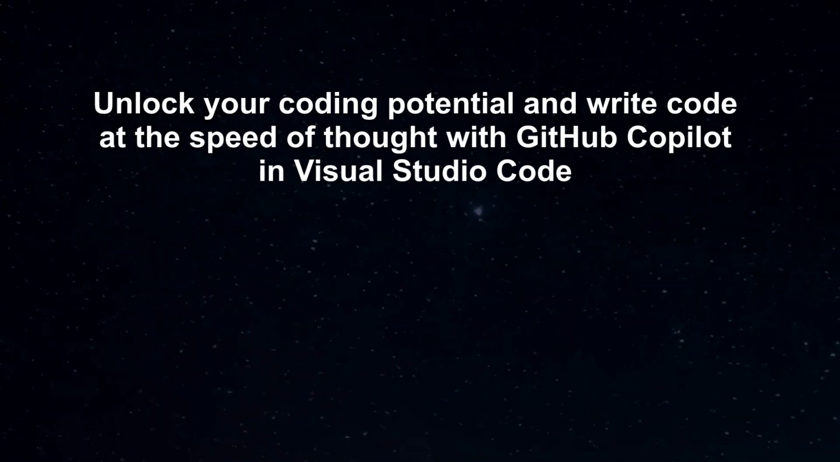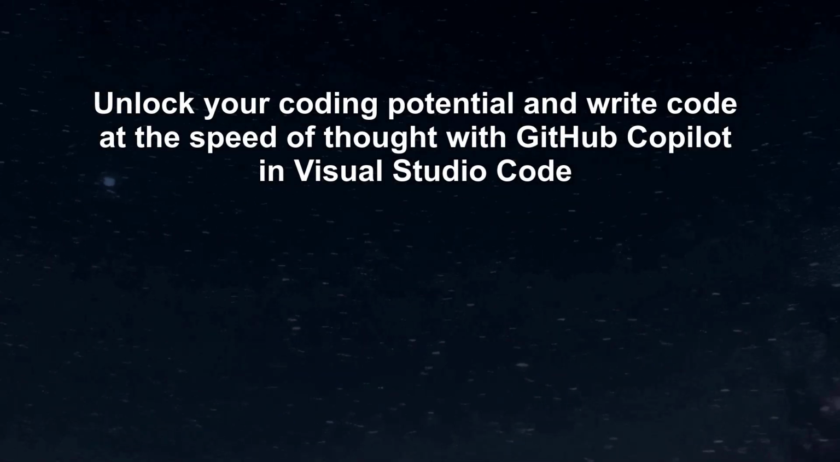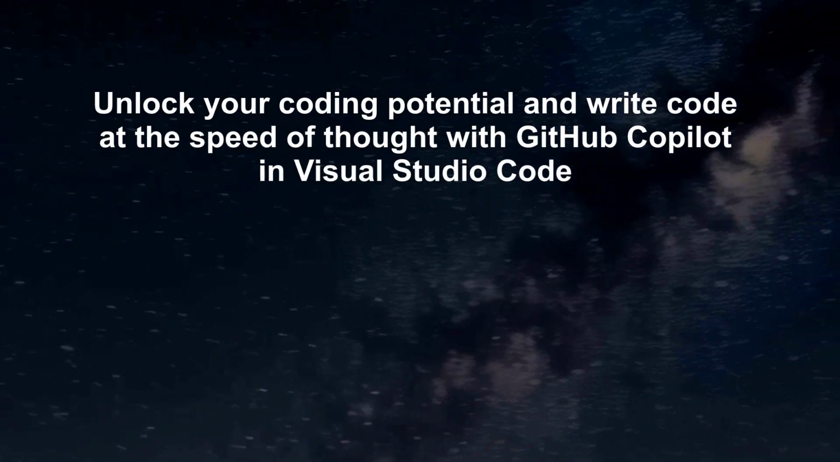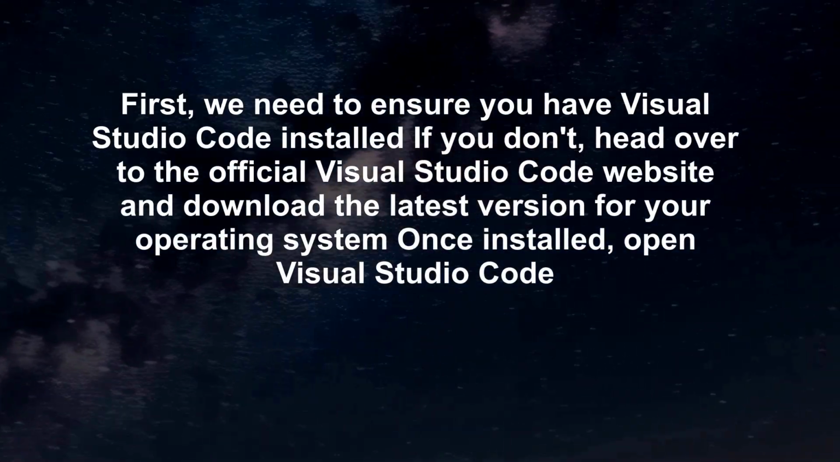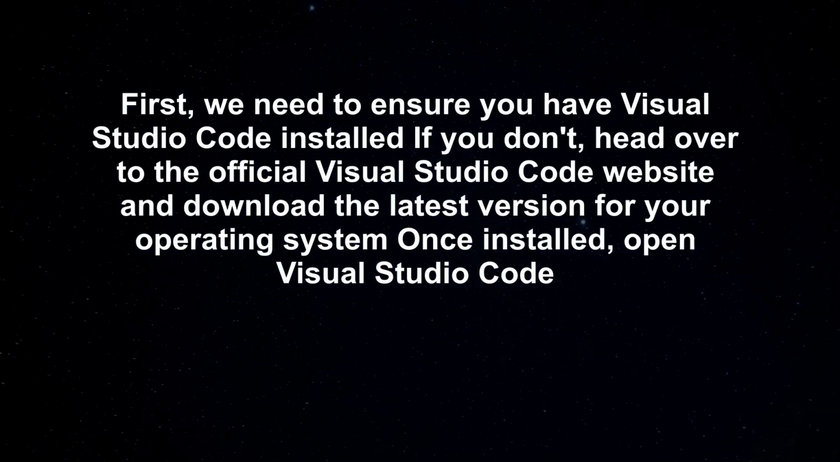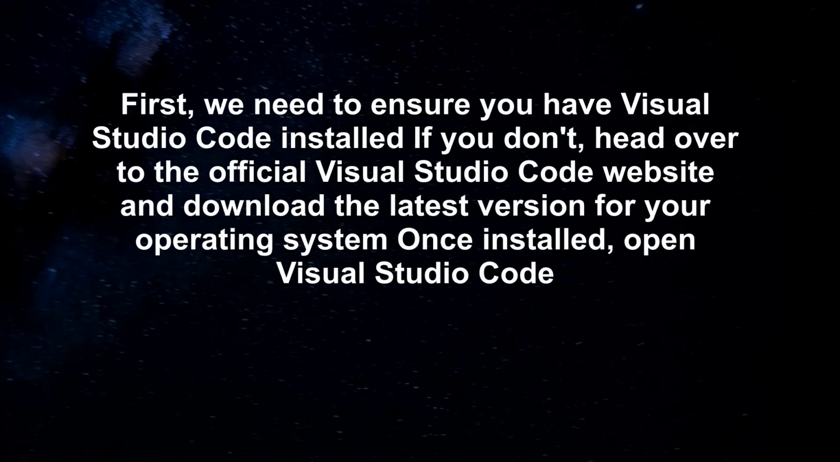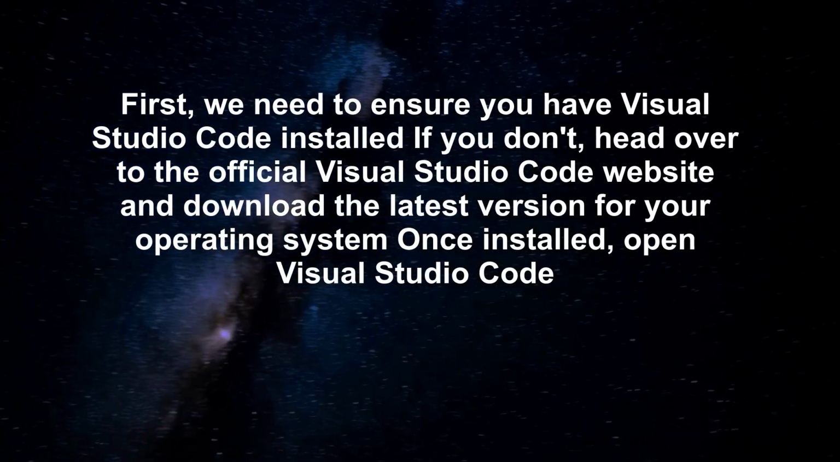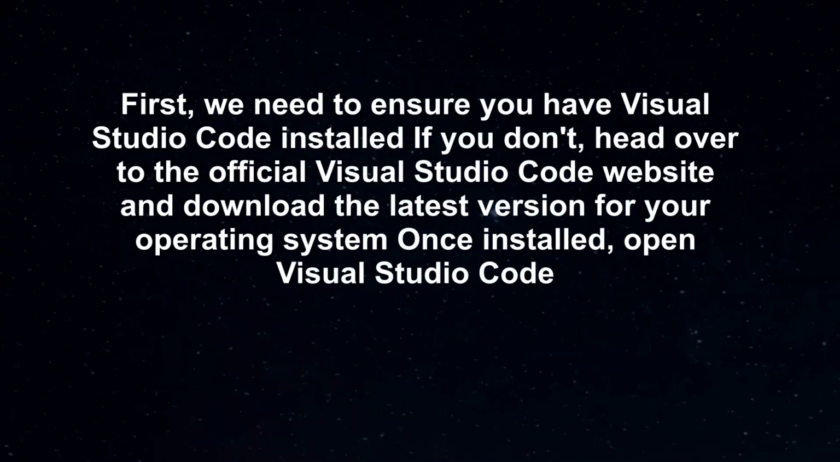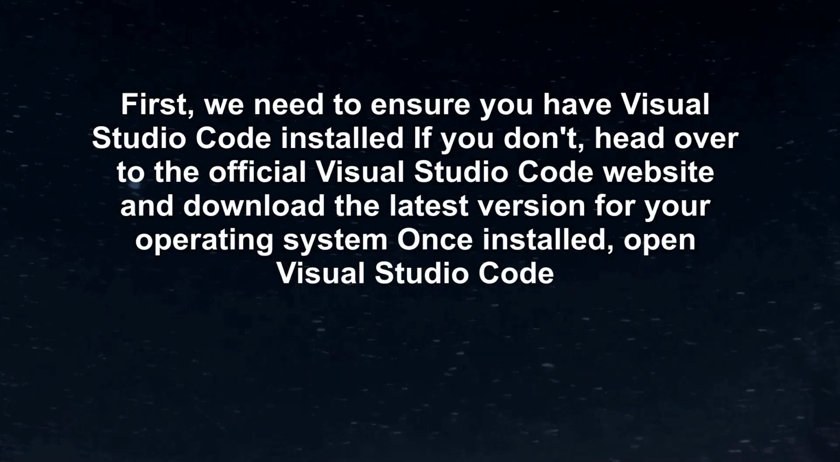Unlock your coding potential and write code at the speed of thought with GitHub Copilot in Visual Studio Code. First, we need to ensure you have Visual Studio Code installed. If you don't, head over to the official Visual Studio Code website and download the latest version for your operating system. Once installed, open Visual Studio Code.